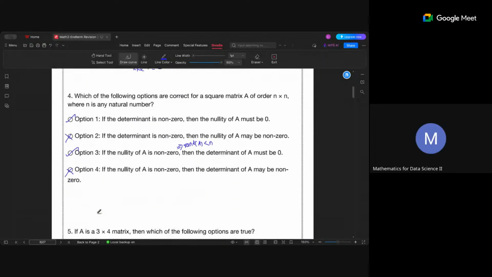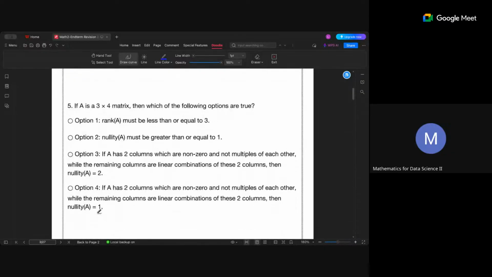Okay, thank you. Shall we now look at problem number 5? If A is a 3 by 4 matrix, which of the following options are true? Rank of A must be less than or equal to 3. Is it true? Less than or equal to 4? It is the minimum of the number of rows and columns, the minimum of 3 and 4, which is 3. So less than or equal to 3, right?